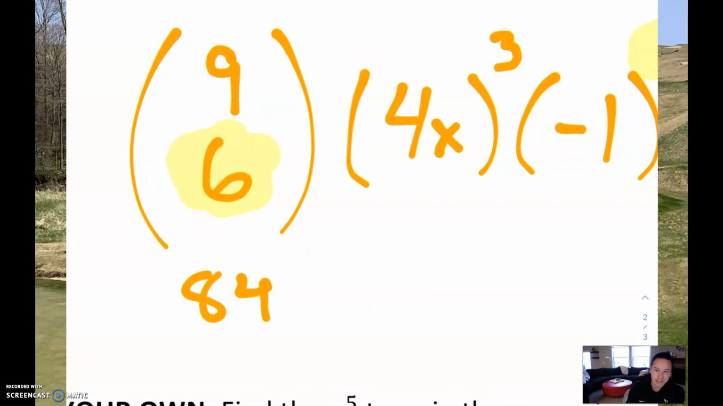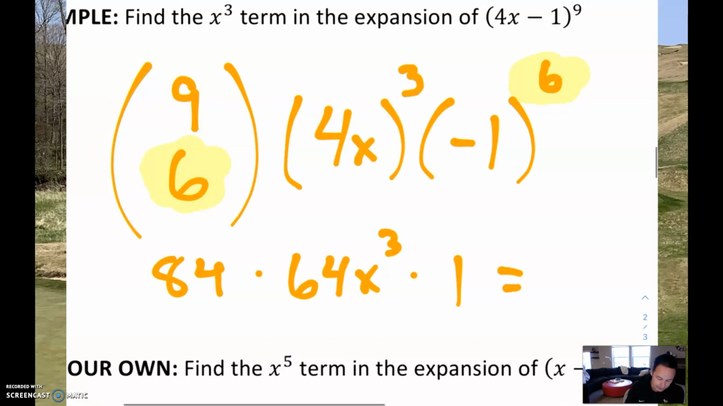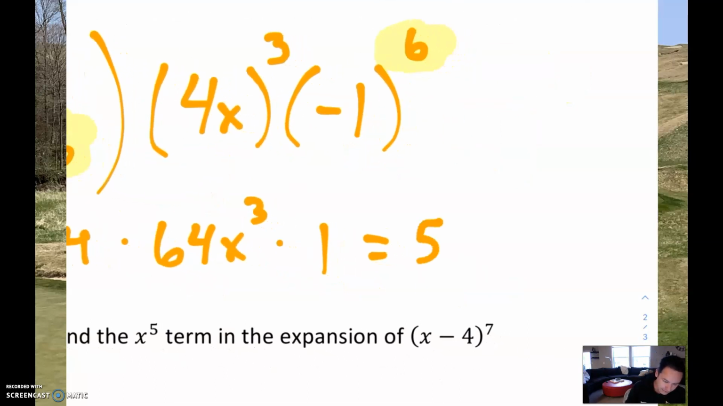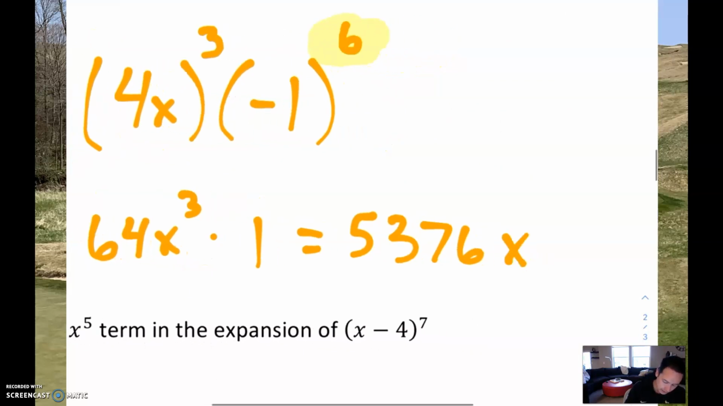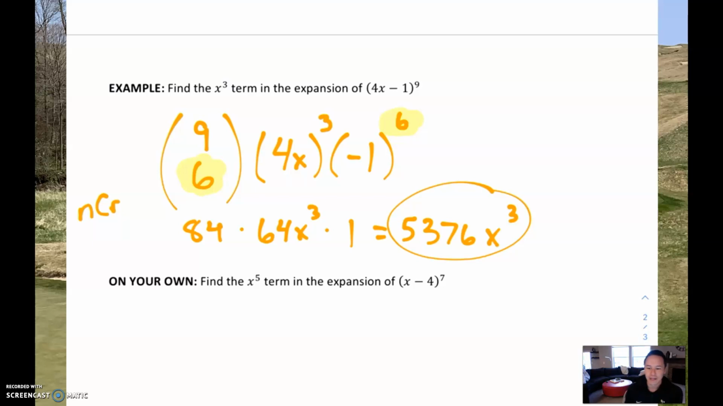If we have 4x to the 3rd power, that's 4 times 4 times 4, which is 64, x to the 3rd. And negative 1 to the 6th, if you've got an even exponent, it's going to be positive, since that's negative 1 times negative 1 over and over. That's just a positive 1. And then finally, you can just multiply all of those together. So if you take 84 times 64 times 1, it gives you 5,376, and then it is x to the 3rd power. And that would be the x to the 3rd term in that expansion.